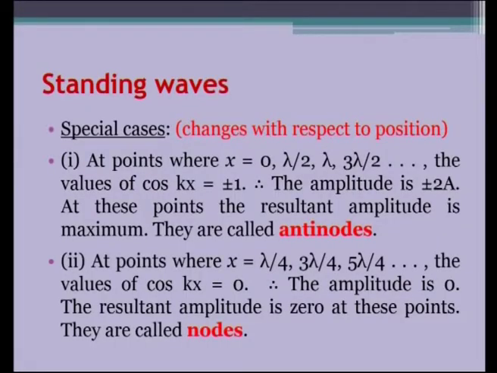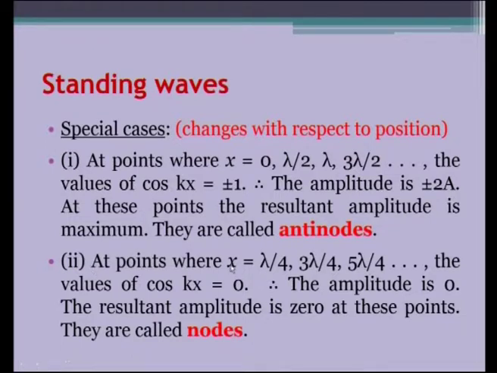Special cases which discuss changes with respect to position. In the previous expression, at points where x is equal to 0 or lambda by 2 or lambda or 3 lambda by 2, the values of cos kx will become plus or minus 1 alternately. The amplitude is plus or minus 2a. At these points, the resultant amplitude is maximum, and those points are called the antinodes.